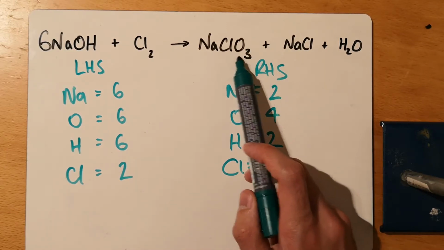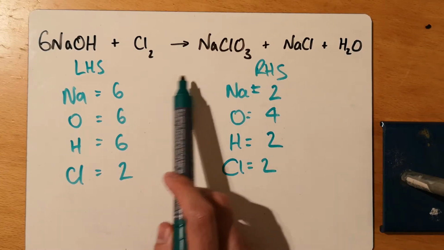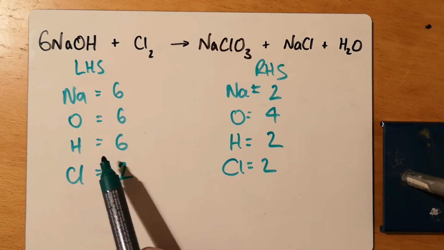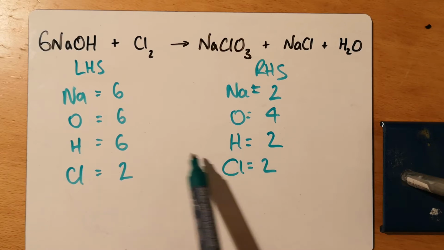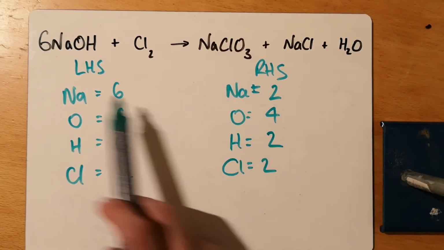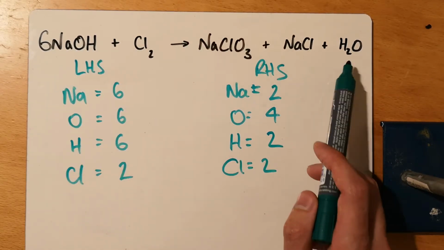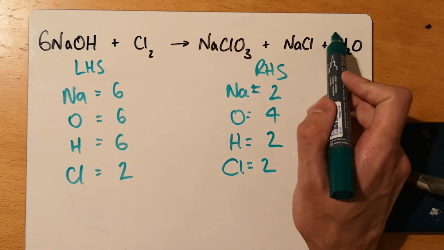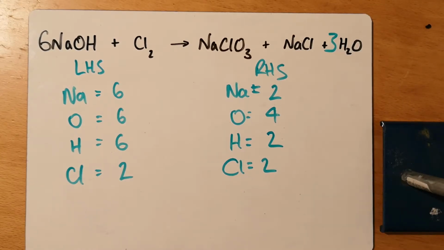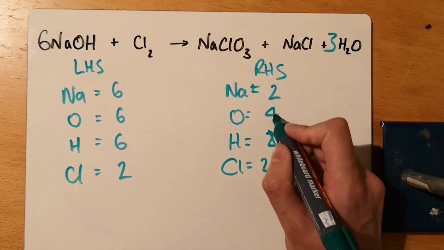Oxygens are going to be tricky because they're in 2 different molecules, and I might get one balanced, then have to change this. So instead, I'm going to look at hydrogens, because hydrogens are only in 1 molecule, and I've been given that there's 6 here, so that's kind of locked, and this is the only place it can be. I know that that 3 is the only thing that can go there to get oxygen up to 6. I couldn't do it any other way.